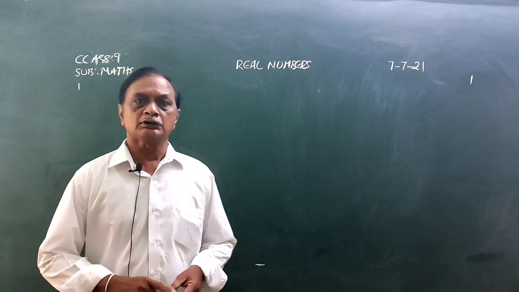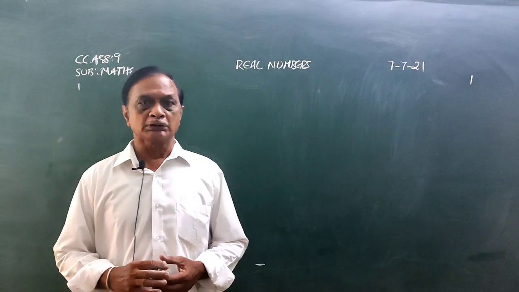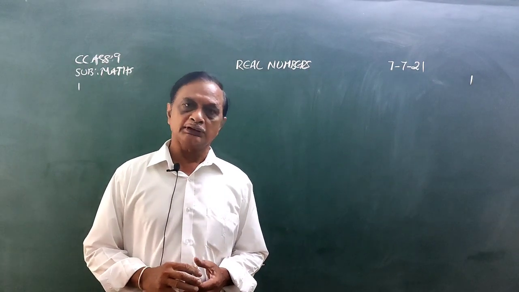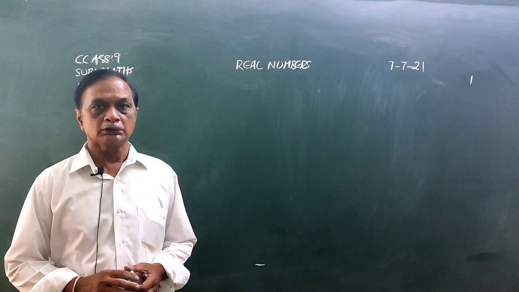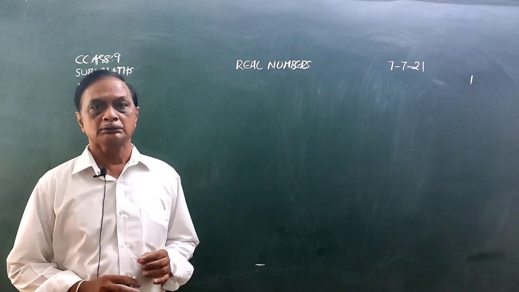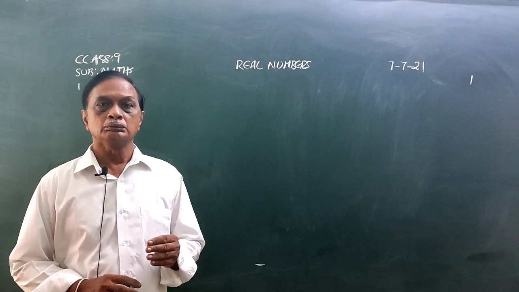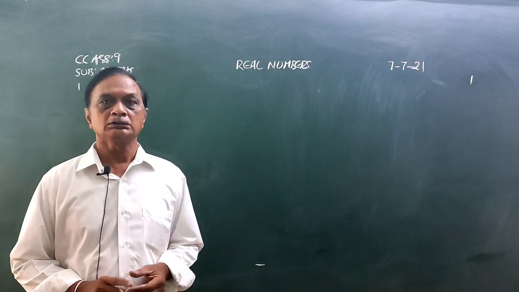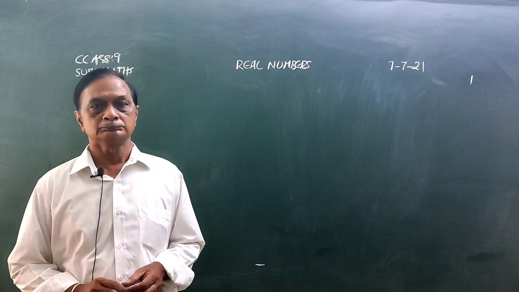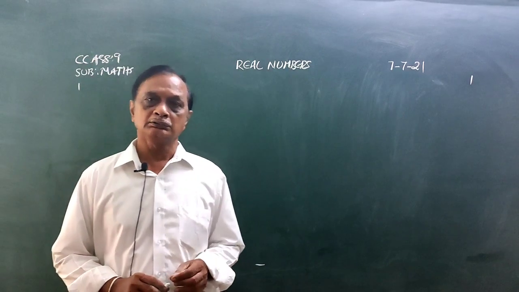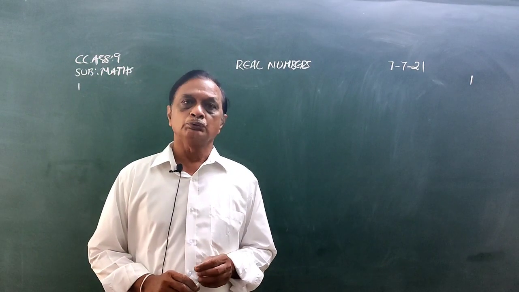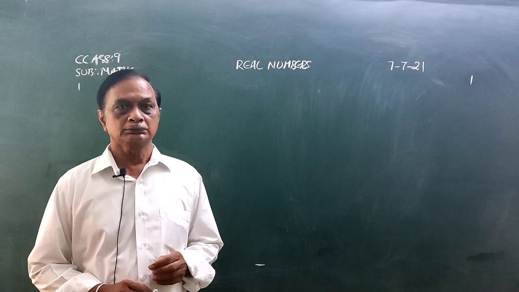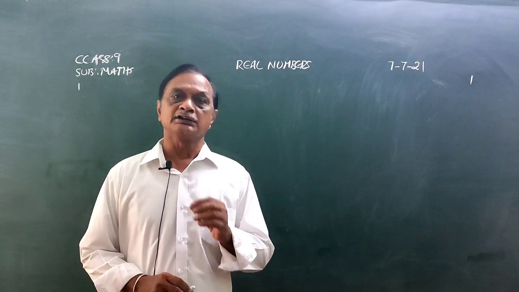Now, representation of irrational numbers on the number line. We know how to represent a rational number on the number line. Now we are going to learn how to represent an irrational number, that is root 2, root 5, root 10, root 3, and so on, on the number line. Before going to that, first of all, we have to know an important concept related to right angle triangle.